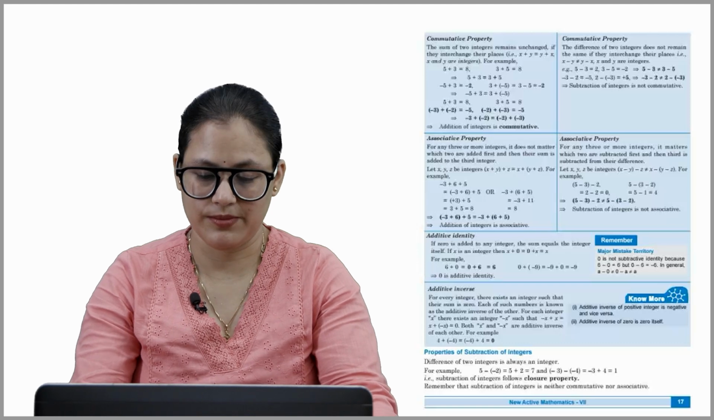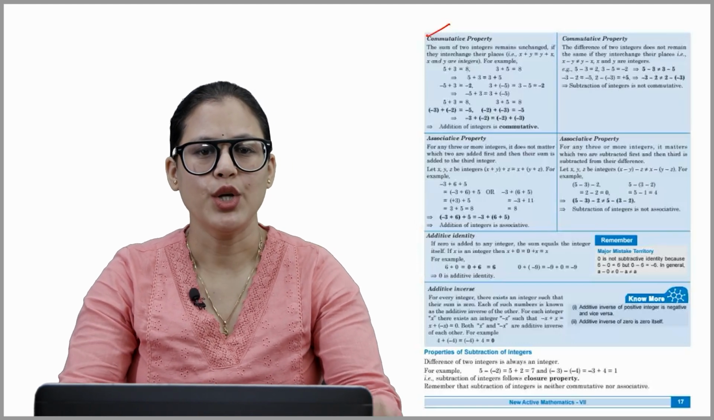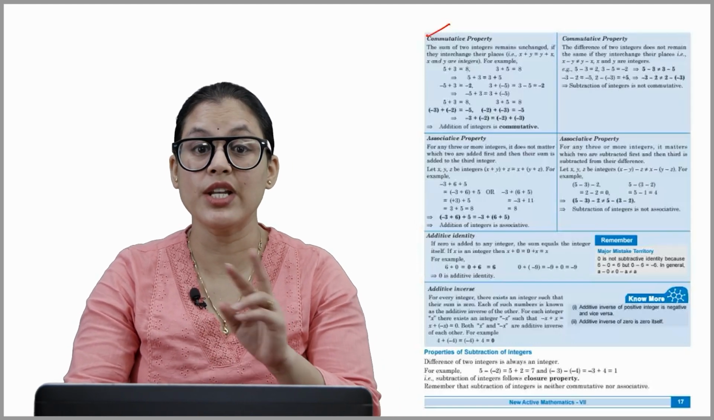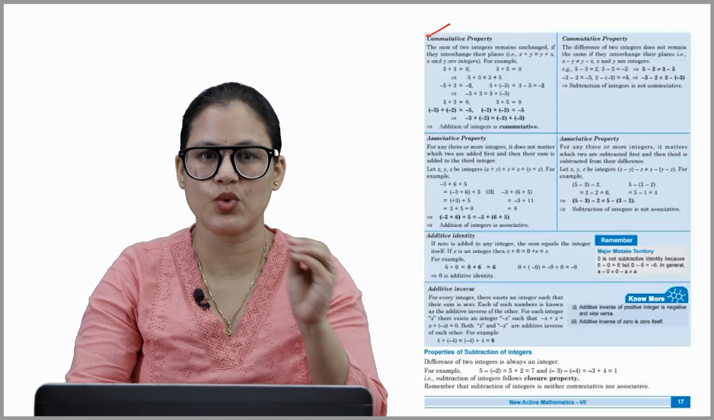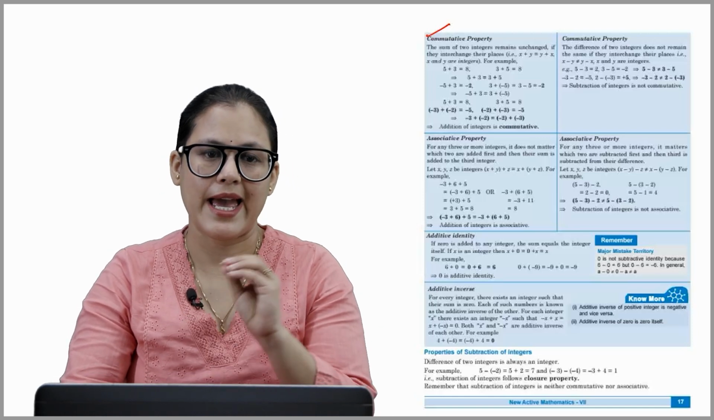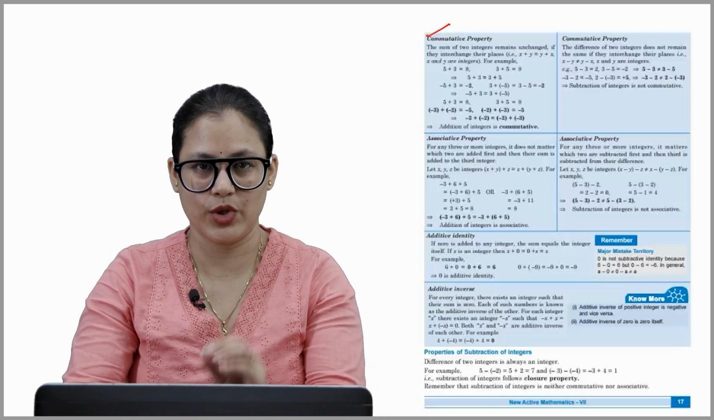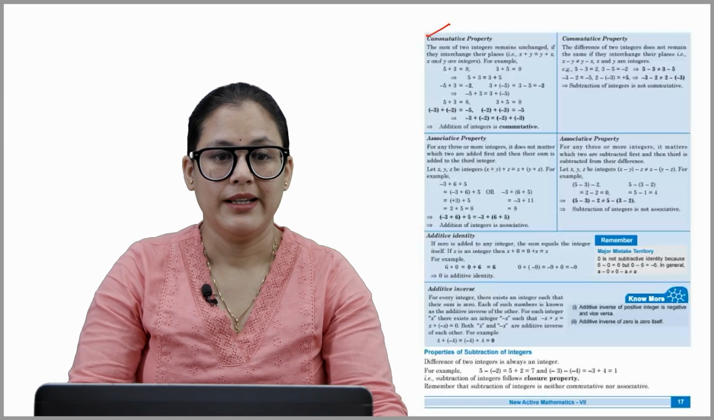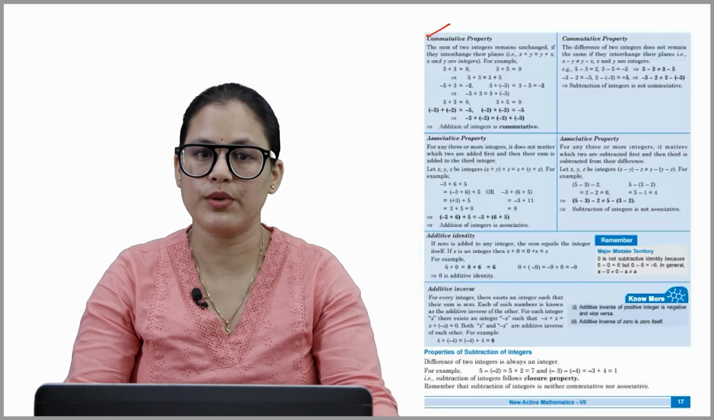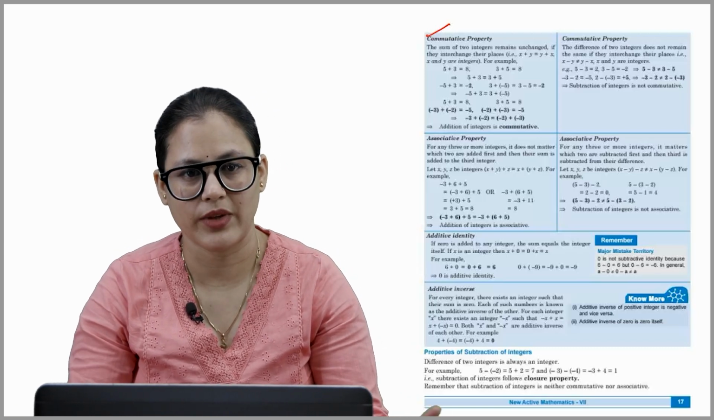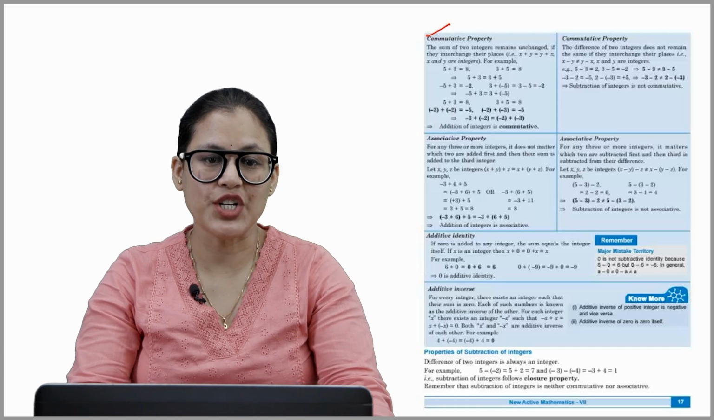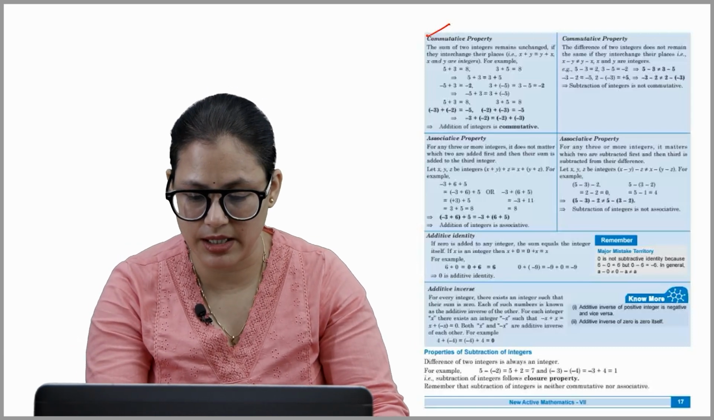Commutative property of addition. The sum of two integers remains unchanged if they interchange their places. That is, x plus y is equal to y plus x, where x and y are integers, which we already studied. For example, 5 plus 3 is equal to 8, and 3 plus 5 is equal to 8. So addition of integers is commutative.